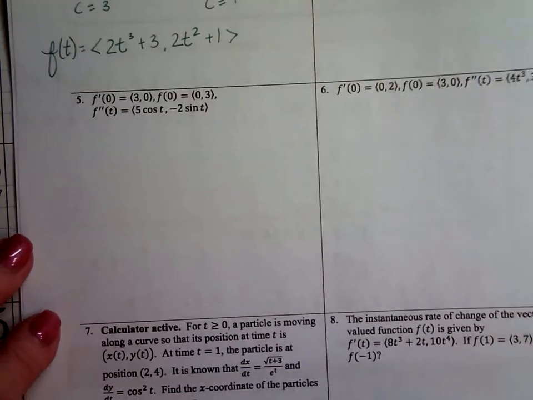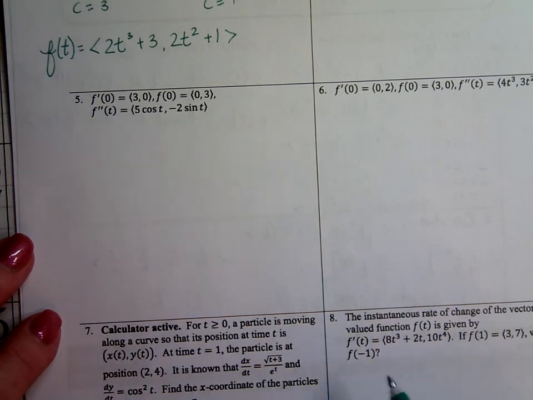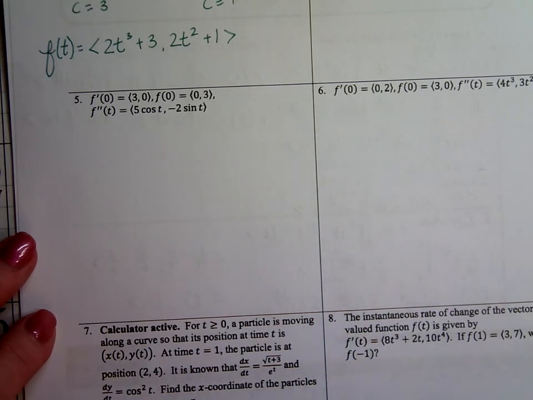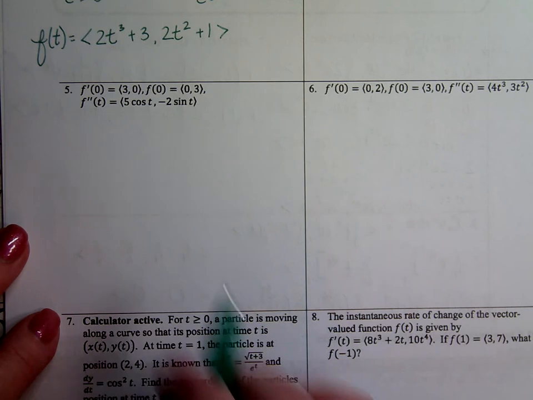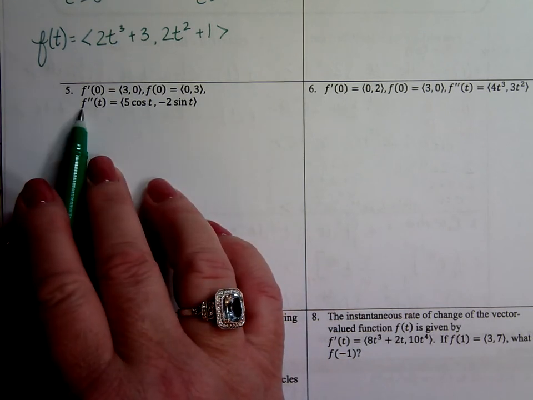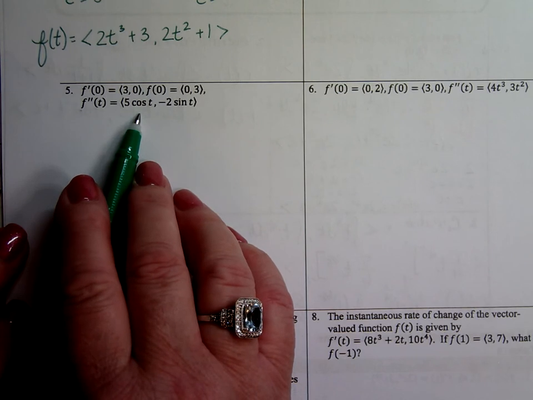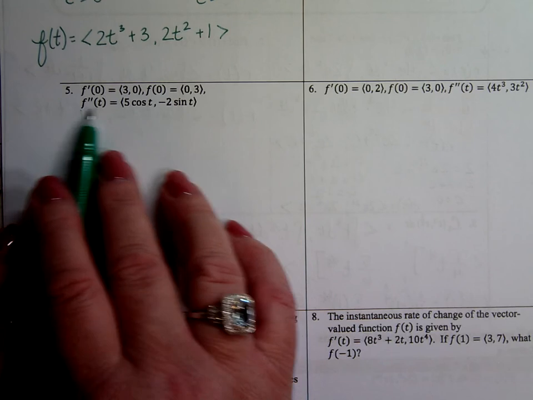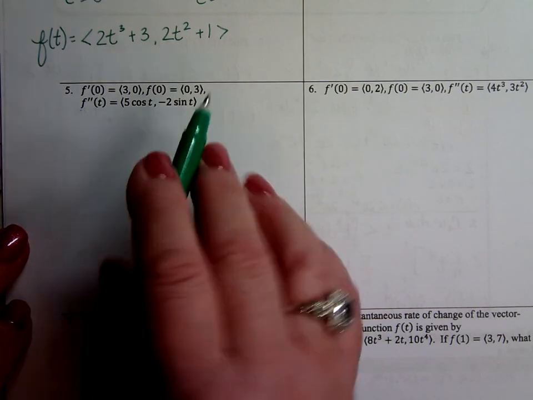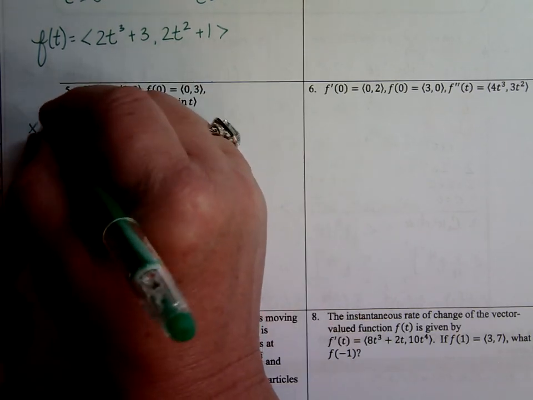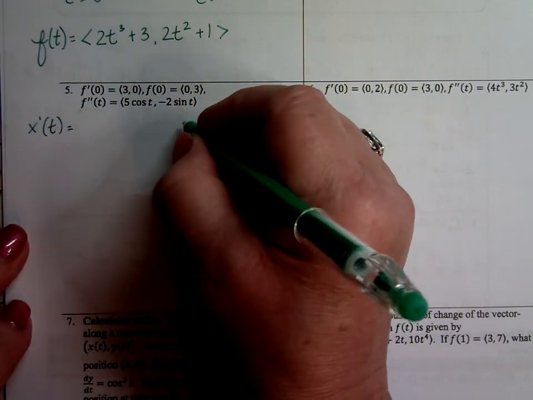Number 5 is next, and number 5 is a double doohickey. Number 5 is a double disaster, because look what they gave you. They gave you the second derivative. And if they gave you a second derivative and you're trying to get back to find the original, that means you have to integrate twice. So you're going to start with this second derivative, and you're going to go backwards. You're going to figure what x prime of t is and what y prime of t is.